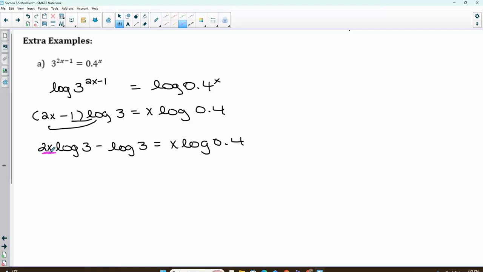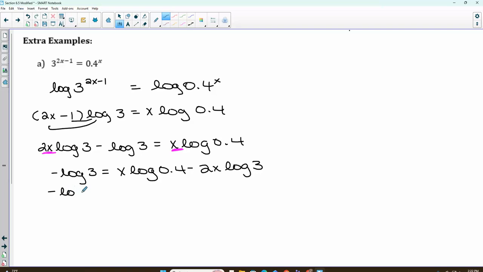I want to solve for x, and I have x in 2 places, so I need to get those on the same side. So we're going to subtract over the 2x log 3. Now what would you do? Just keep going. Since they both have an x, we could take it out.